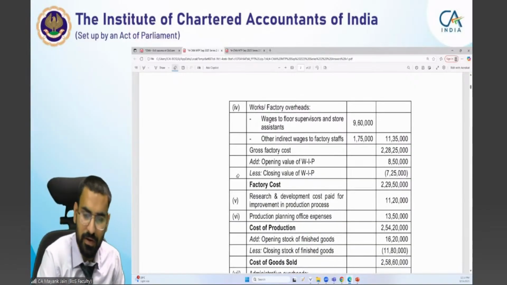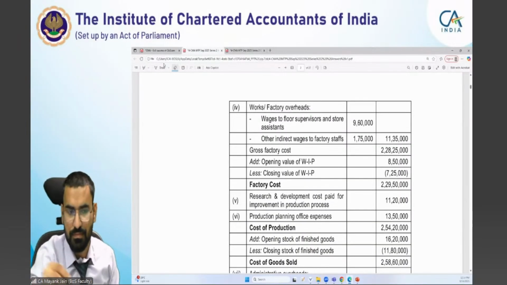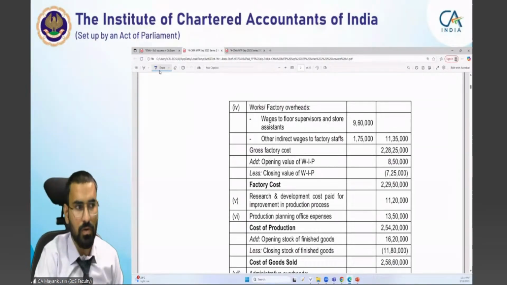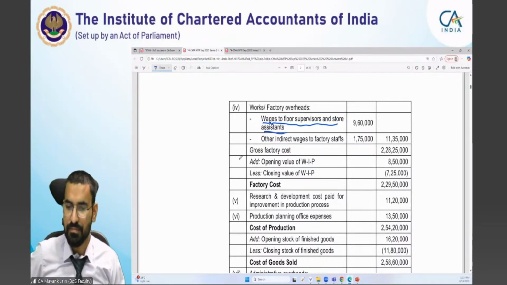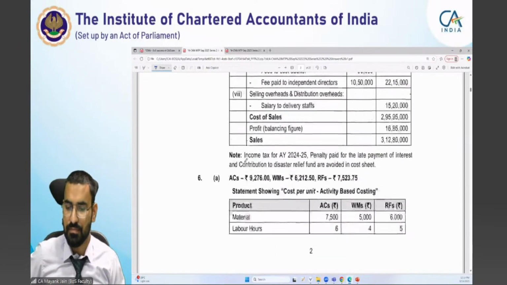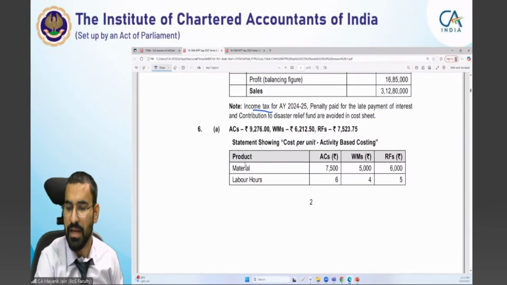This one I already said. Wages to floor supervisor and the store assistant is a part of factory overheads, not a part of direct wages. Income tax, penalty for late payment, and the contribution are avoided in the cost sheet.